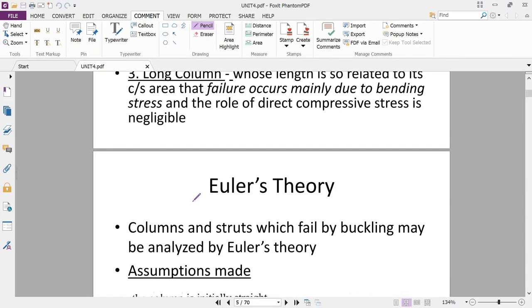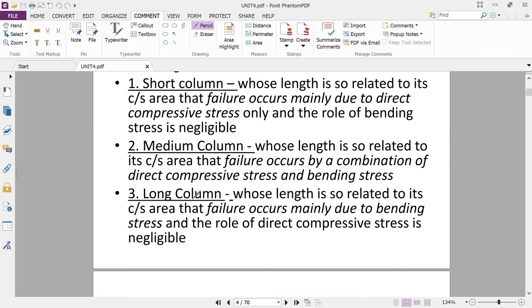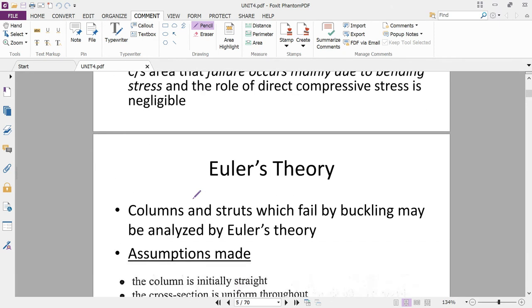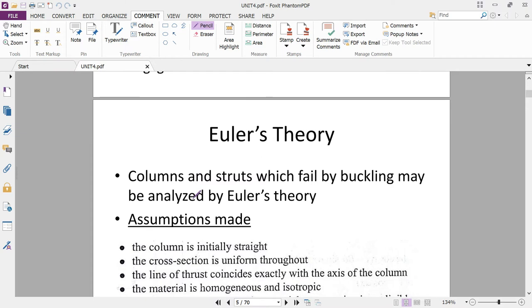Then there are two theories associated with the failure of buckling columns. First is Euler's theory and second is Rankine's theory. Euler and Rankine are the two scientists who worked in the field of buckling of columns and developed two standard equations which are universally accepted and most commonly used to calculate the buckling of the column.